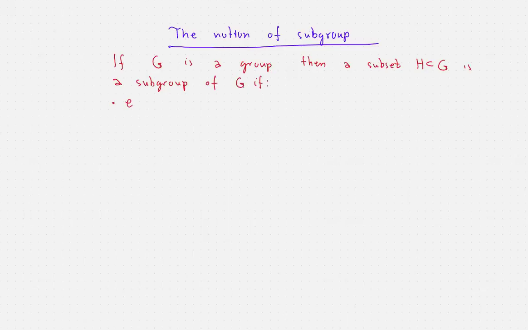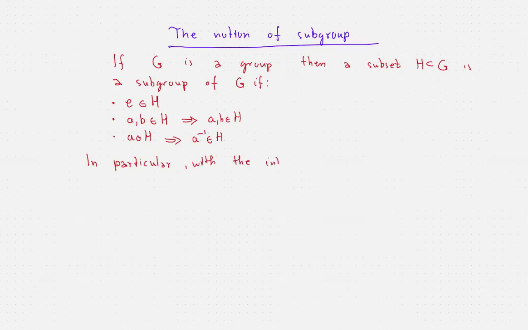So in particular, H is non-empty. If A, comma B belong to H, then their product belongs to H. And if A belongs to H, then its inverse belongs to H. So in particular, with the inherited structure, H is a group of its own.